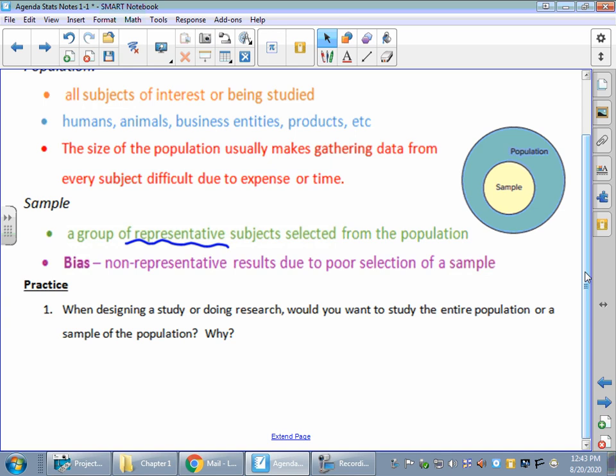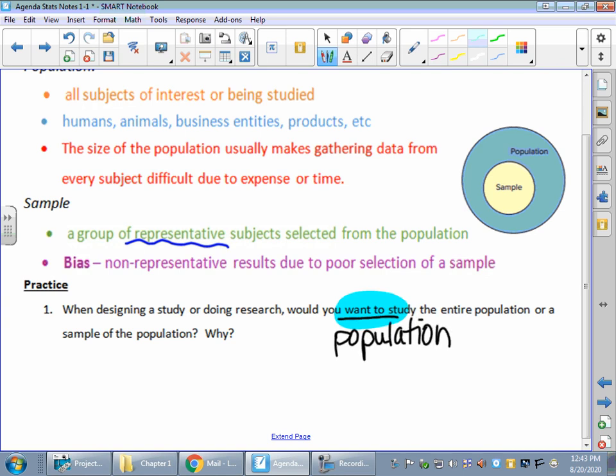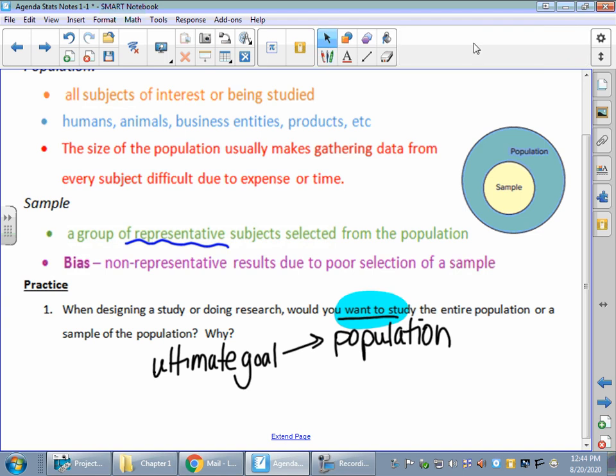So, all right. So this little practice problem down here. When designing a study or doing research, would you want to study the entire population or a sample? And why? Well, here's the key word here. Would you want to study? I think that every scientist, statistician, would want to study the population. However, because of time, expense, and difficulties, you usually end up only sampling. So population is the ultimate goal, and sample is typically what we have to resort to. That's why we want it to be a non-biased sample. Really important to think about that.